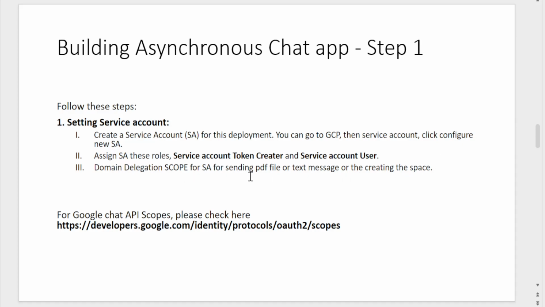Domain delegation scope for the service account for sending a PDF file or text message or creating the space. For more details on Google Chat API domain delegation scopes, you can go to the link attached.